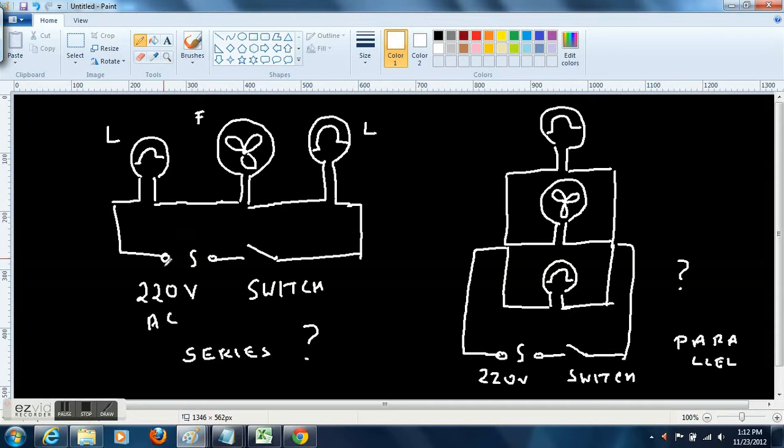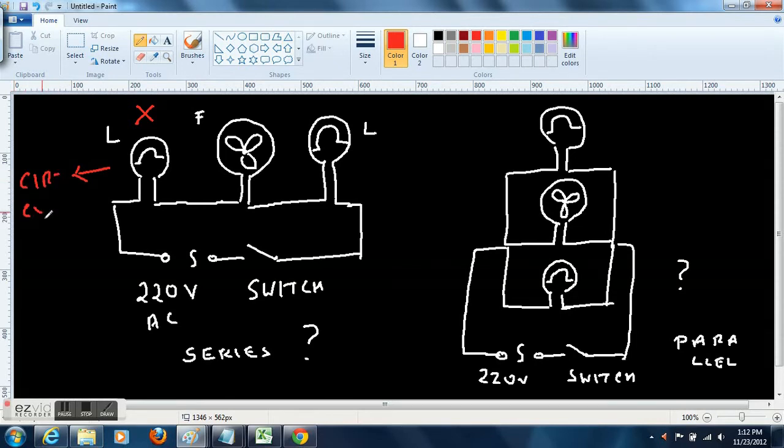This is a symbol for 220 volt AC. This is how AC is drawn, not unlike a battery. You already know how to draw a battery in an electric circuit, but this is the way to draw a 220 volt AC.